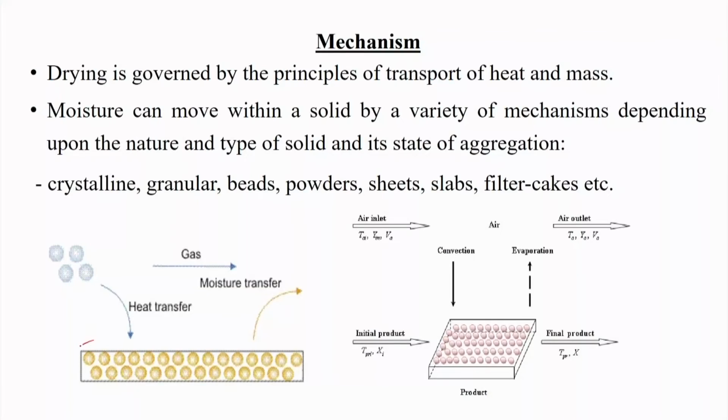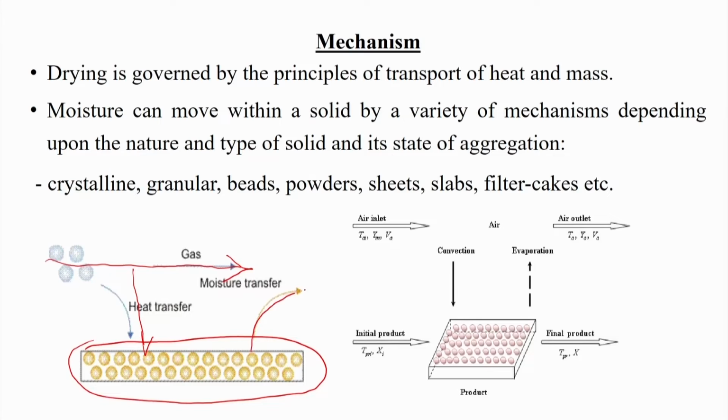Here it is schematically shown that the wet material is placed in a tray, and hot air enters and flows over it. Heat will be transferred from the hot air to the wet solid, and then moisture will be transferred from the solid body to the gas, and the wet material that was there in the beginning will be converted into a relatively dried product.